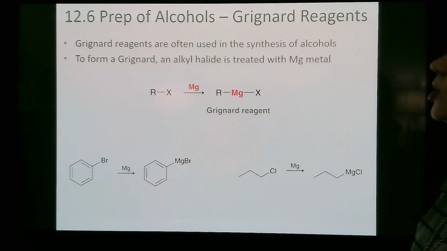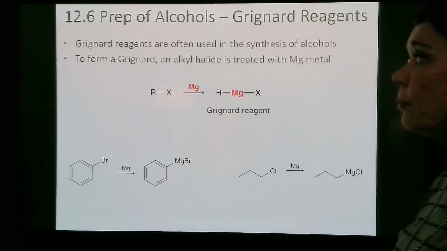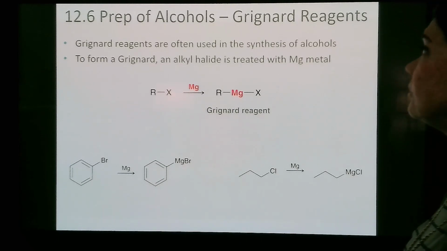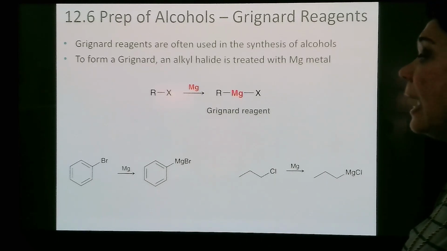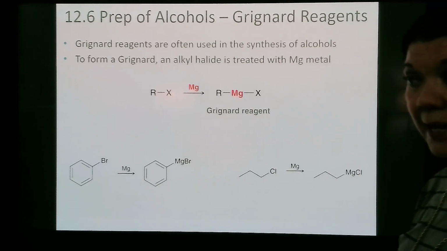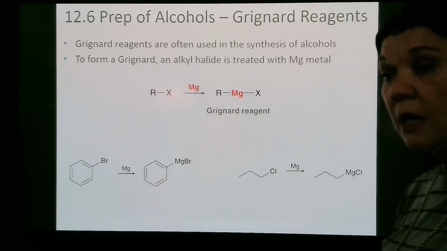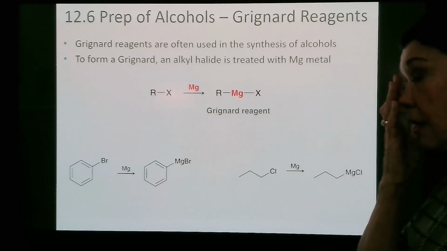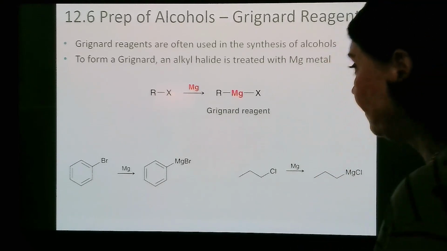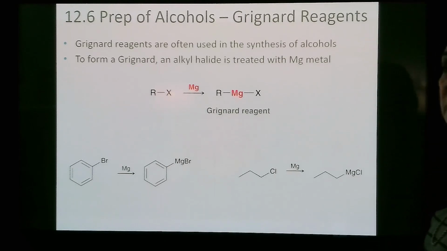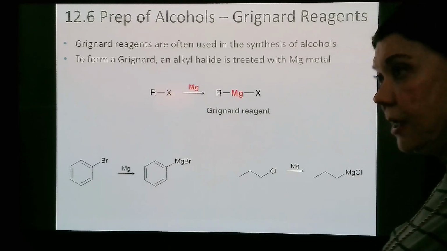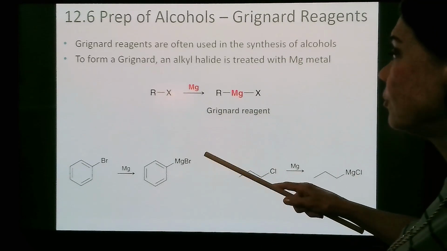Now, another exceedingly valuable preparation of alcohols is the Grignard reagent, and this is going to have multiple steps in it. It is an exceedingly important reaction, and so I strongly recommend that you do learn this. You'll almost certainly see it again because it's a very important reaction.